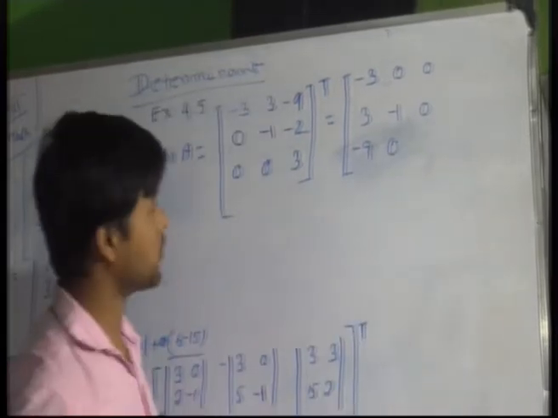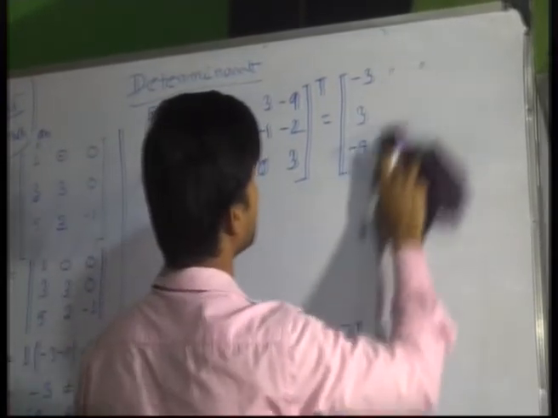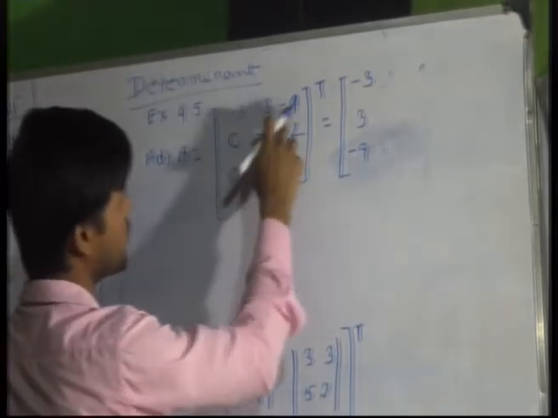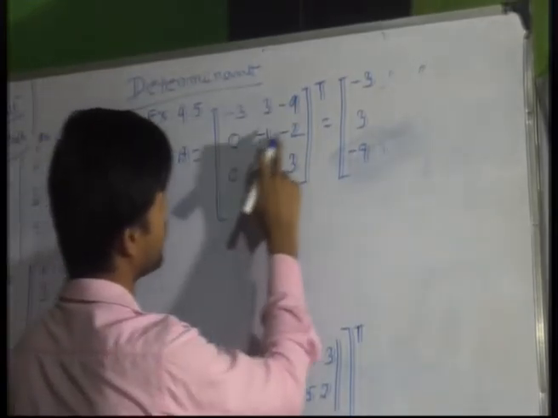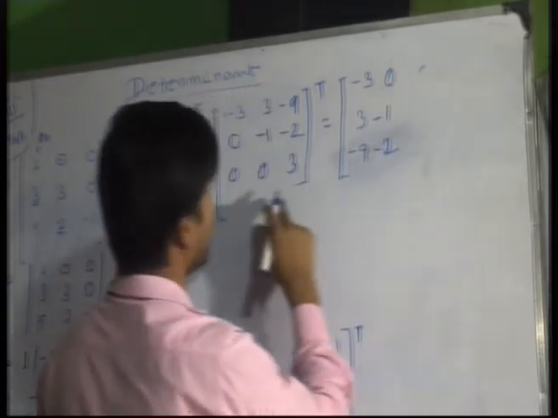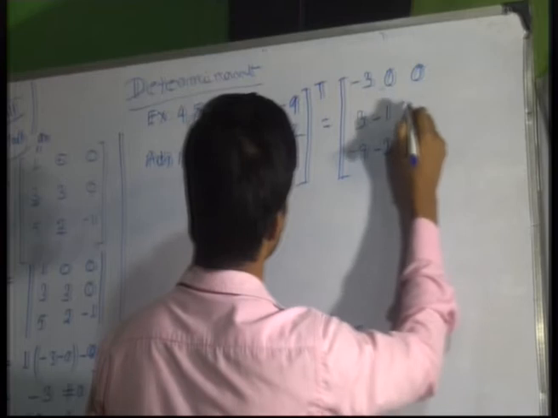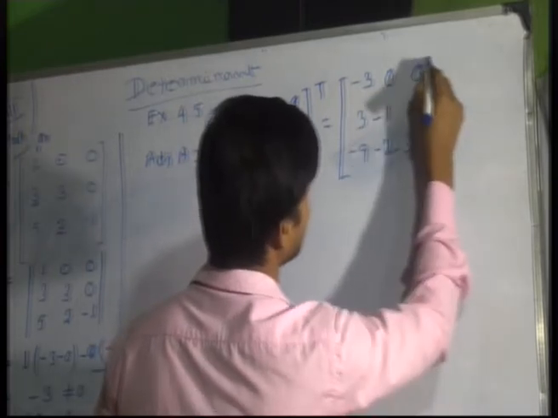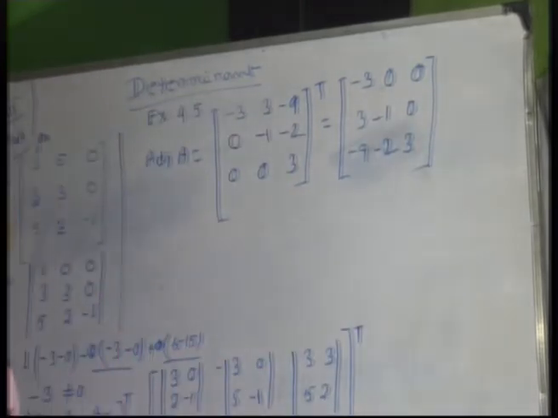Excuse me, I have done this. First column is −3 3 9, second column is −9 0 1, third column will be 0 0 3. So this is the adjoint of the matrix.